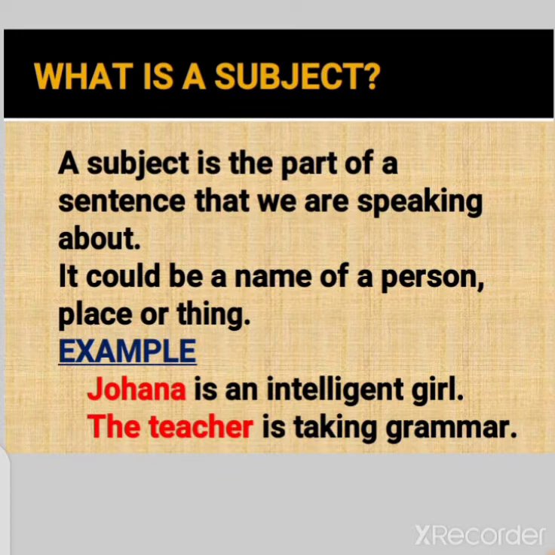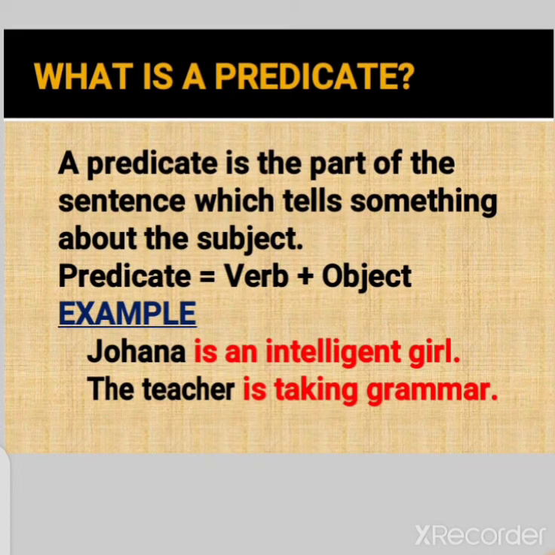Okay. Now the second one. What is a predicate? A predicate is the part of the sentence which tells something about the subject. It is a part of a sentence. Subject also is a part of a sentence, and predicate also is a part of a sentence. Here it tells something about the subject. What is it that tells about the subject? Predicate.